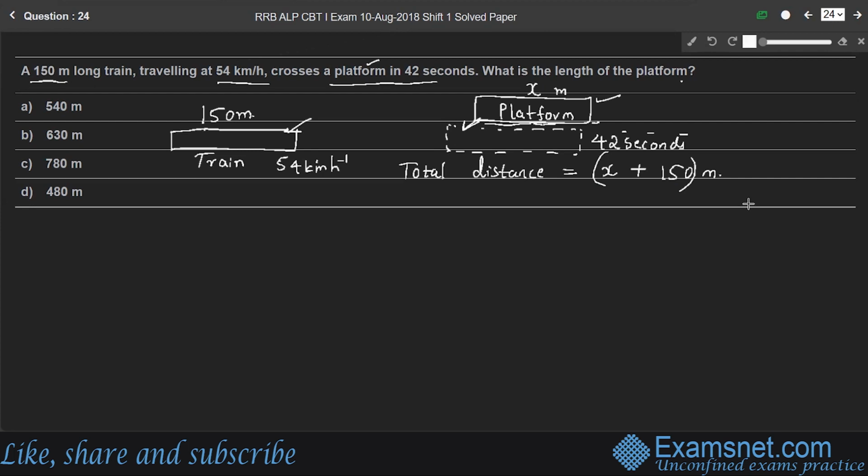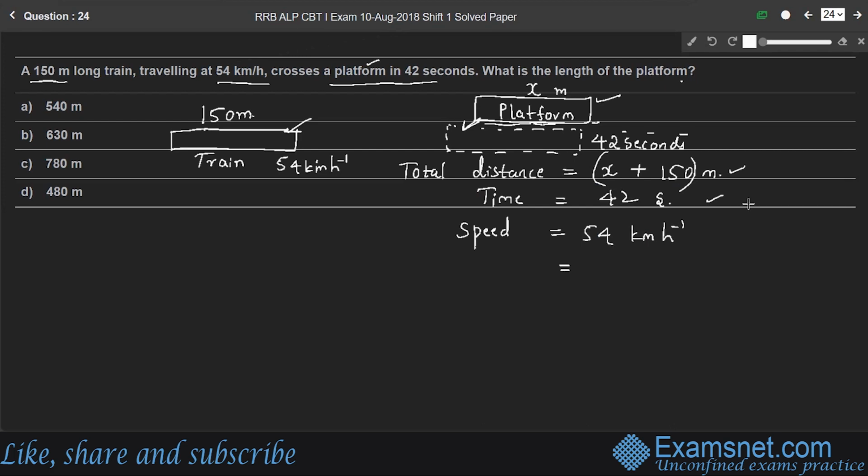x plus 150 meter will be the total distance to be traveled. It takes 42 seconds. So the time taken by the train to cross the platform is 42 seconds, and the speed of the train is 54 kilometer per hour. We know the relation between speed, distance, and time. Since speed is distance by time, it is better to convert speed into meter per second, because the distance is in meters and time is in seconds.